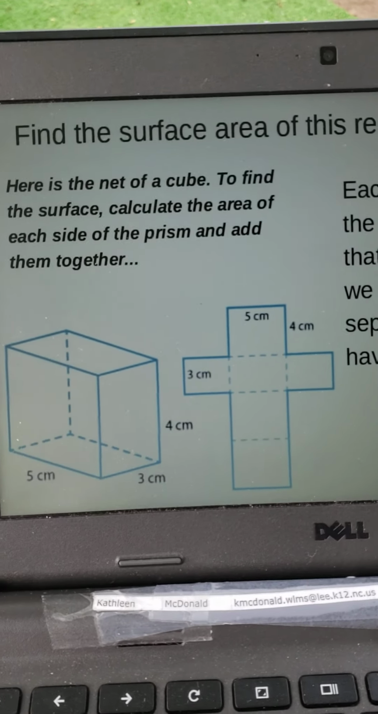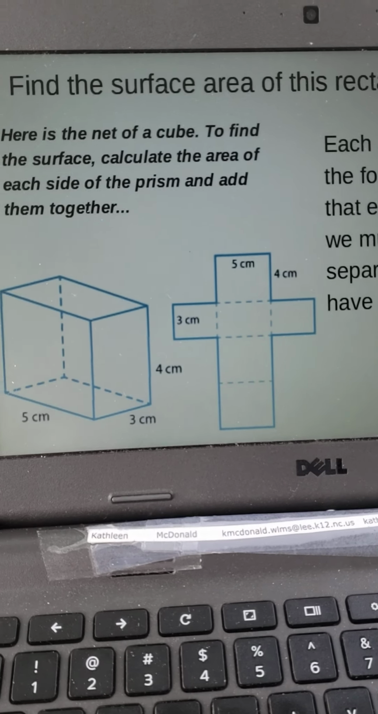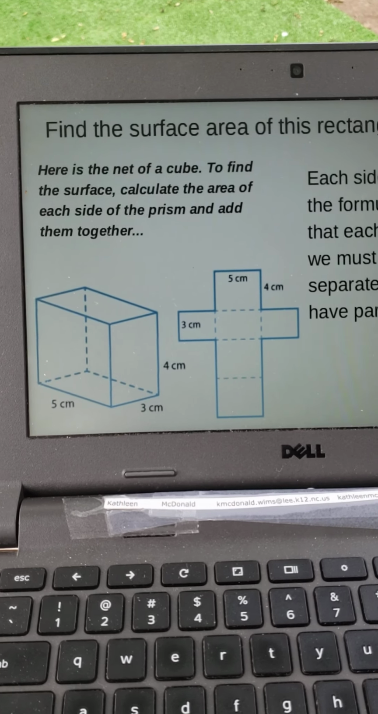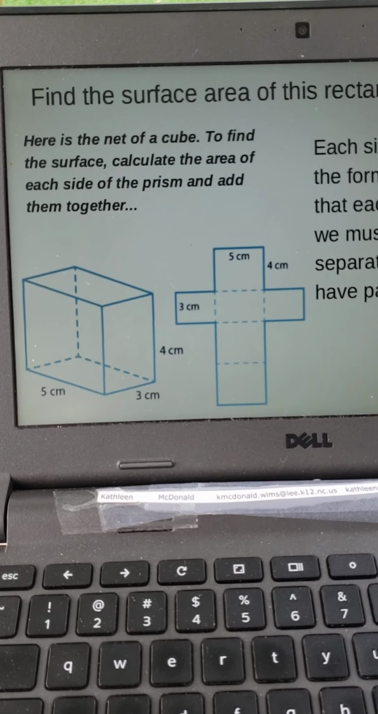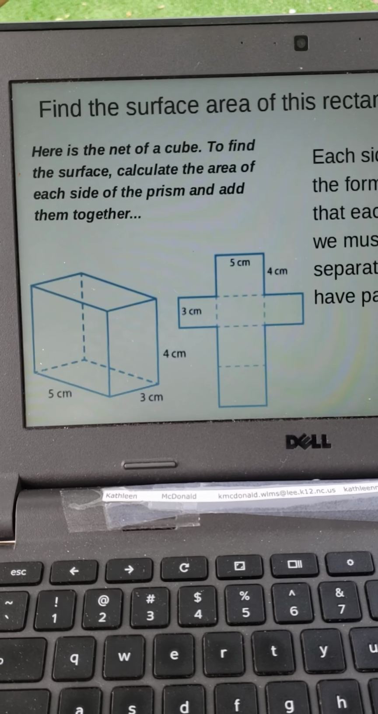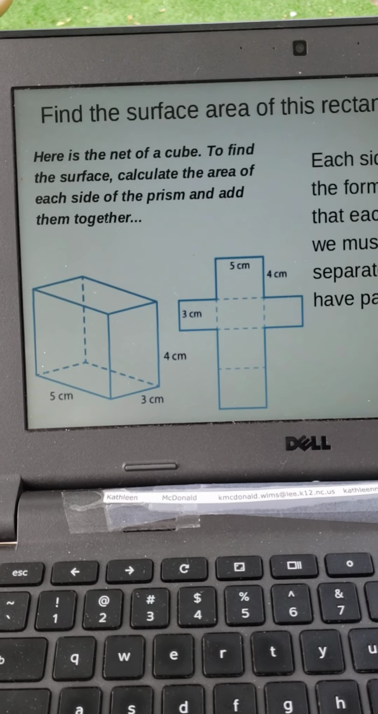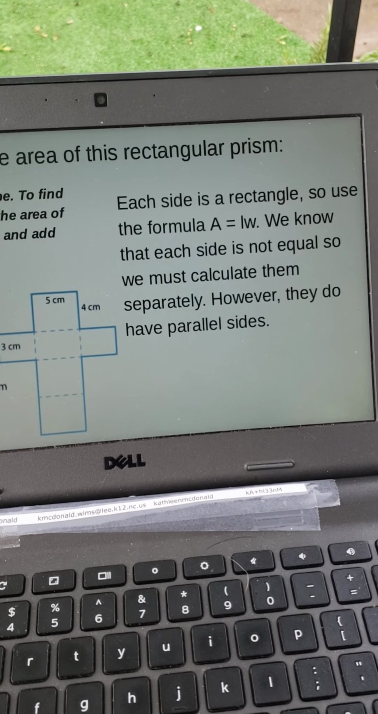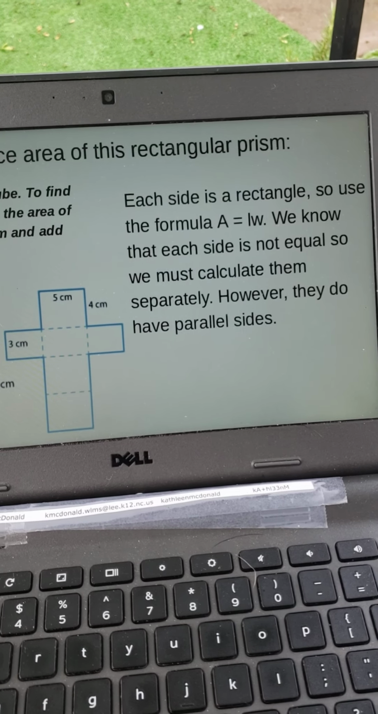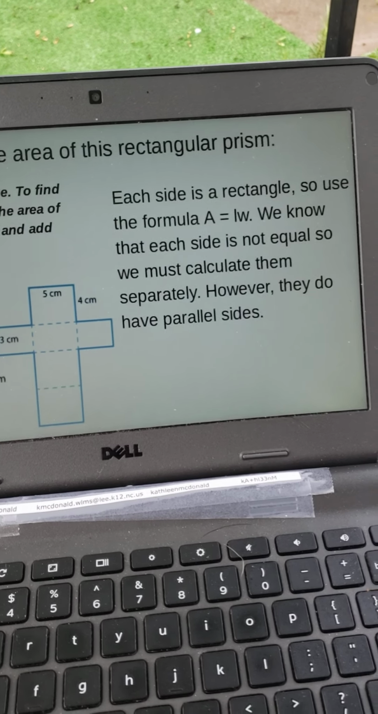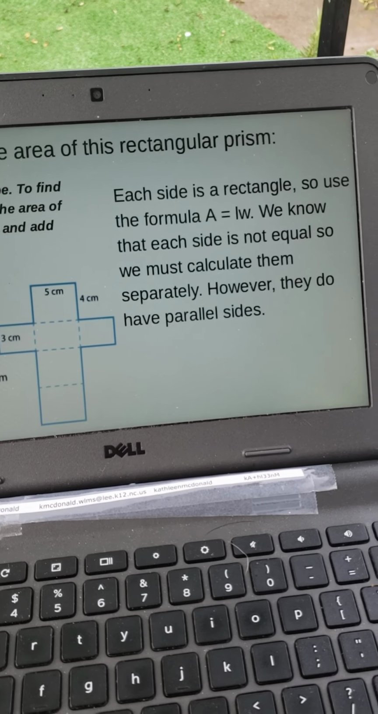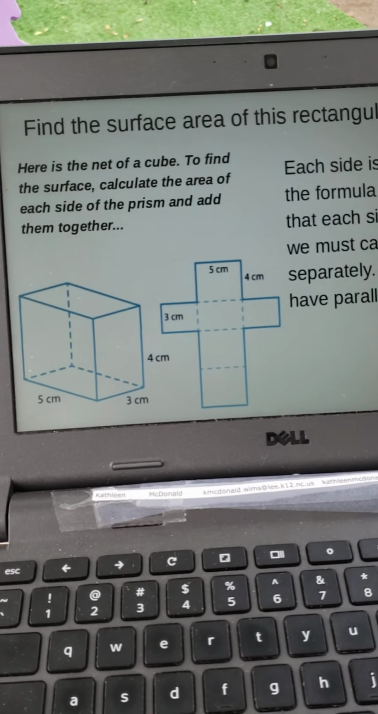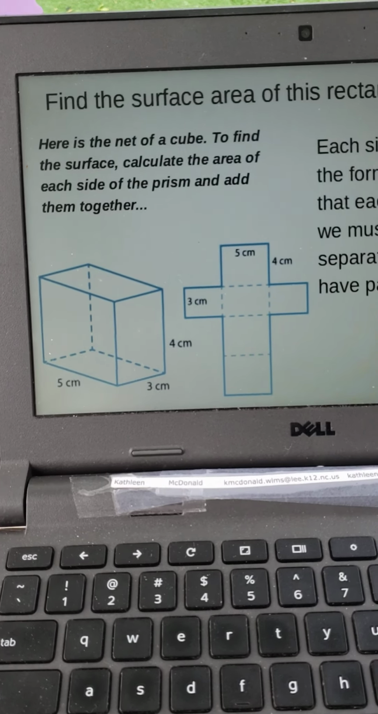Okay, now here is the rectangular prism. So we need to calculate the area of each side of the prism and then add them together. It says each side is a rectangle, so use the formula area equals length times width. We know that each side is not equal, so we must calculate them separately. However, they do have parallel sides.